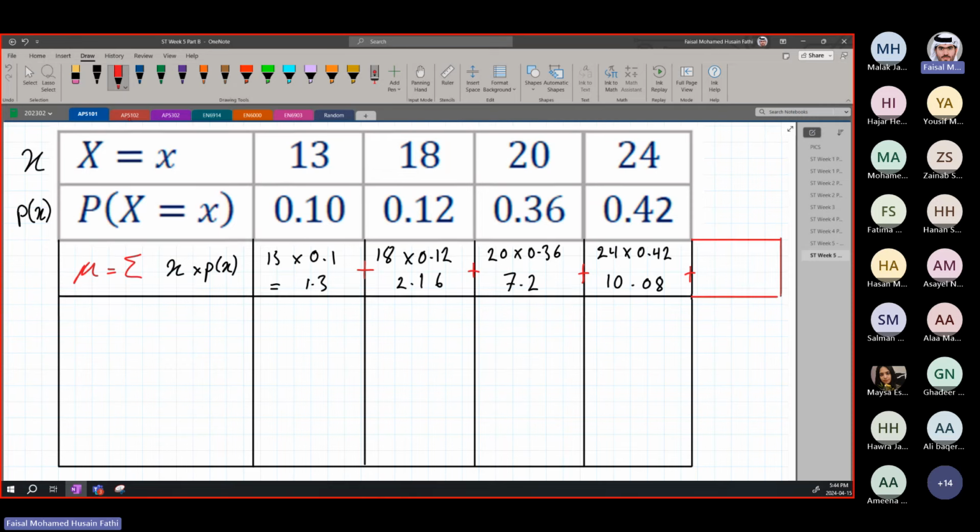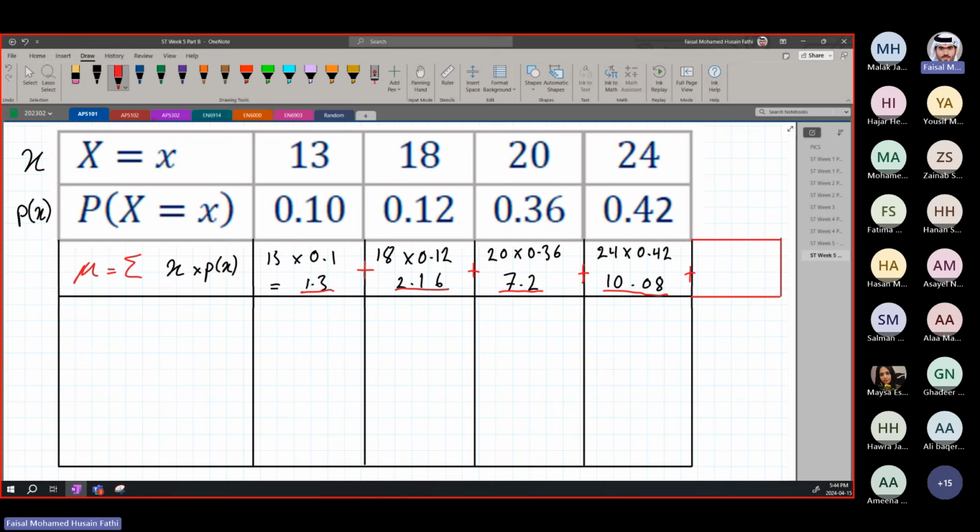Because it's just the sigma after adding all these values. So we're going to add 1.3 plus this, plus this, plus this. All right? This is what we're going to be doing. We're adding all of these values together. So 1.3 plus 2.16 plus 7.2 plus 10.08.